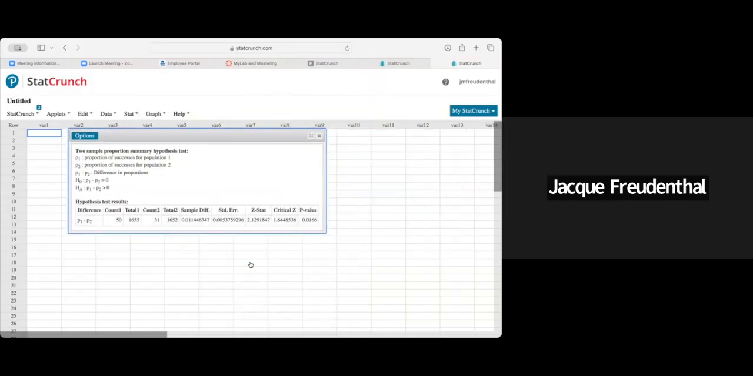And with technology, there's your test statistic, your z-stat is your test statistic, your critical value is based on your alpha level and whether you have right tail, left tail, or two tail. And then your p-value is the 0.0166 that you can interpret.